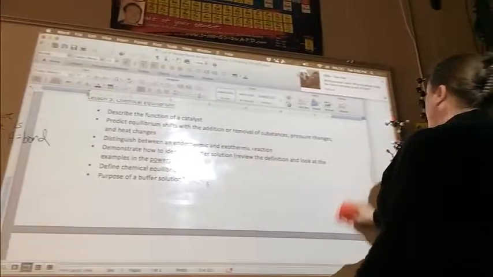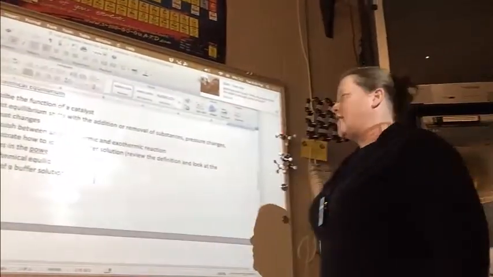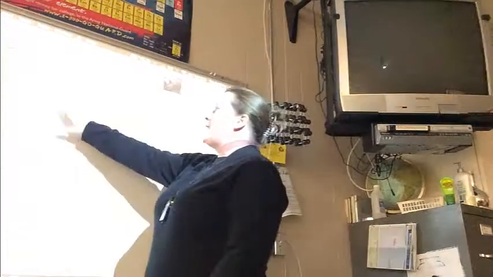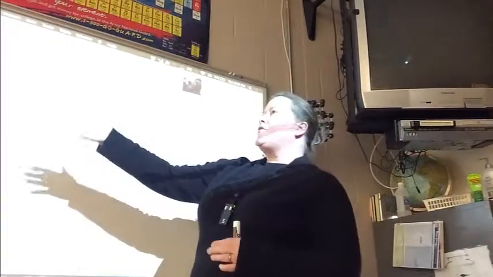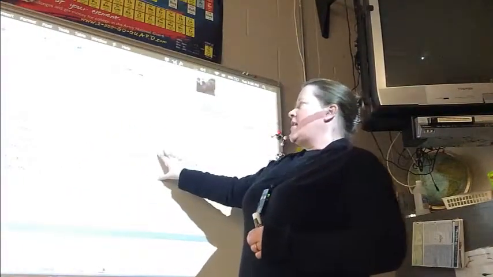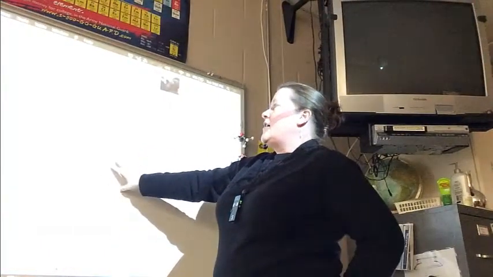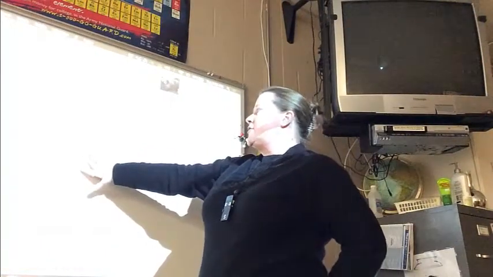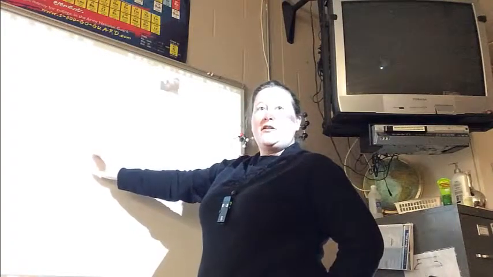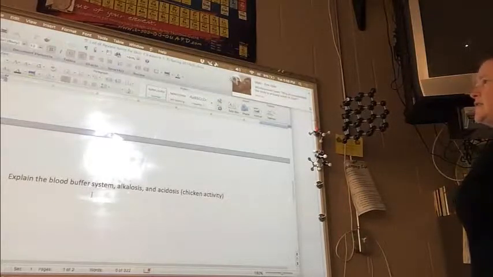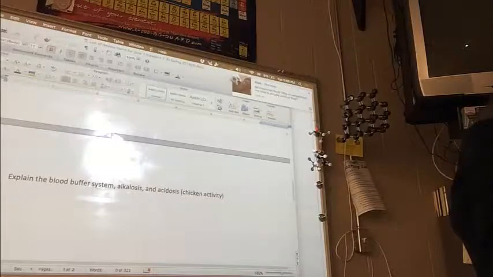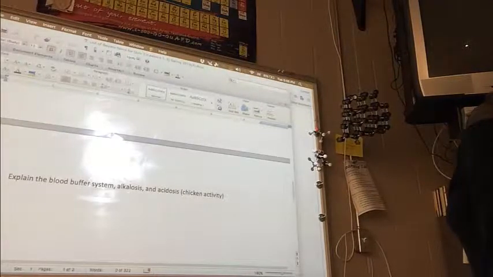The thing that I haven't showed you yet is that goofy chicken equilibrium thing. So describing the function of a catalyst, you have a definition in the PowerPoint. Predicting whether we're going to shift to the left or shift to the right, distinguishing between endothermic and exothermic reactions, demonstrate how to identify a buffer solution. We're going to review that right now very quickly. And then the purpose of a buffer solution. And then I have one more: explain the blood buffer system, alkalosis and acidosis, which is this chicken activity. So let's just look at the chicken activity.